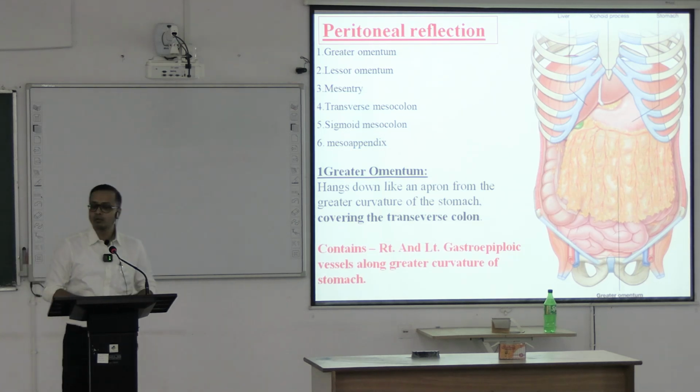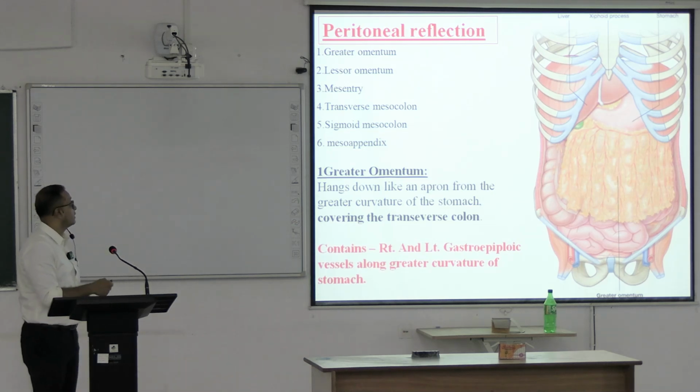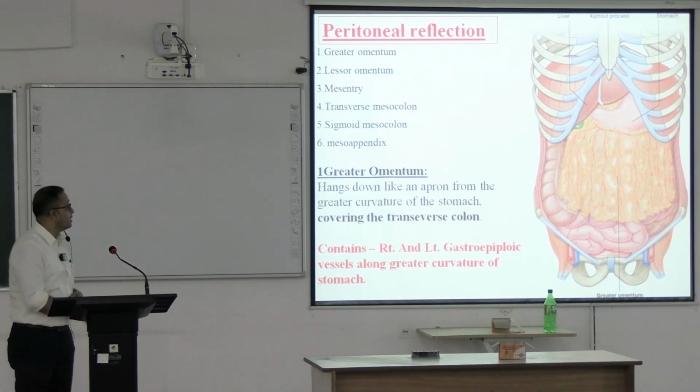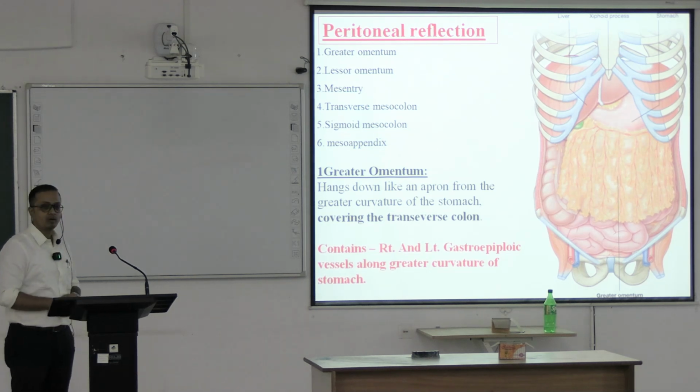So, these are known as peritoneal reflections. We take it one at a time, talking about these peritoneal reflections. We talk about the greater omentum, which you have already seen in the dissection as well. It is hanging from the greater curvature of the stomach, hanging down like an apron, and it holds this peritoneal fold along with fatty tissues, blood vessels, etc.